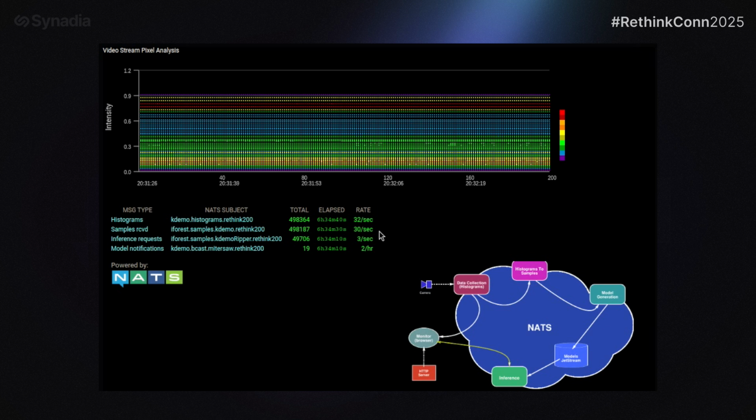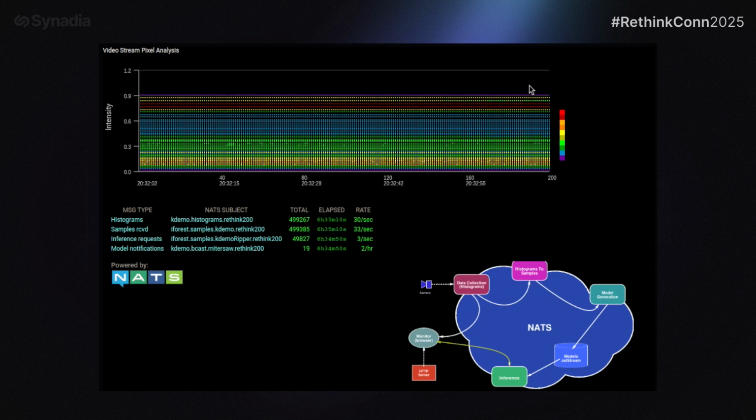Samples received is the number of samples that have been received by model generation, and again, that should match very closely to our camera frame rate. Inference requests are the number of requests that we've made from the monitor to the inference process, and we said that was about 1/10, so that's roughly about 3 per second. And currently we're generating about 2 models an hour, and that's what this model notification rate is. So we're in a steady state now, which means that we don't see a whole lot going on in this set of hotbars, and we don't see any of these tagged.